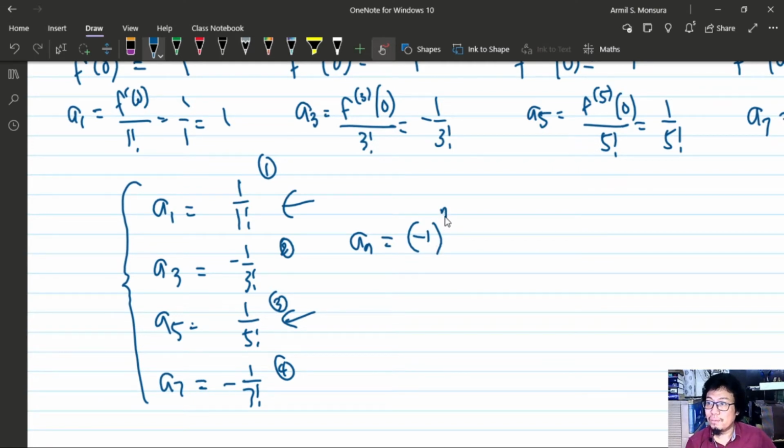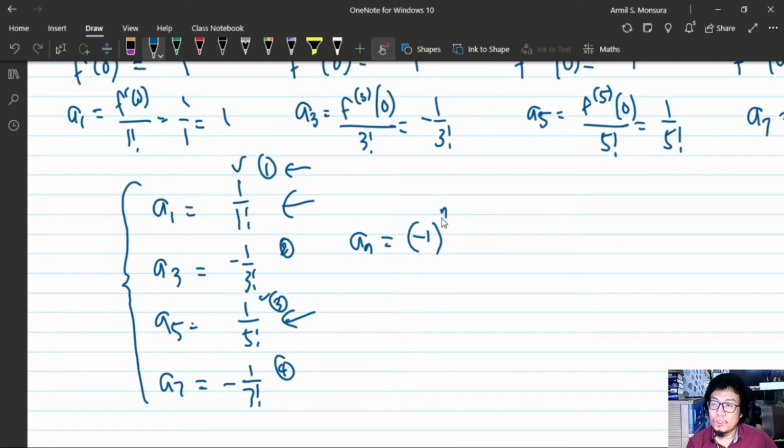Because when n is an odd number, it wouldn't work because when n is an odd number, this becomes negative. Here we have the odd numbered terms, such as this one and this one, to be positive. This is negative when n is odd.